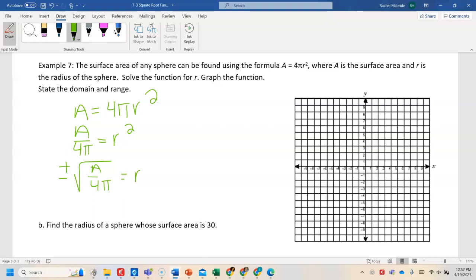A radius represents a length. Can you have a negative length or a negative radius? No. So we would say that the radius is represented by the square root of A over 4 pi, where A in this case is represented by my y. So if we're graphing it on an xy plane, the A is where y would go because that's the alternative variable, and the r is where x would go.